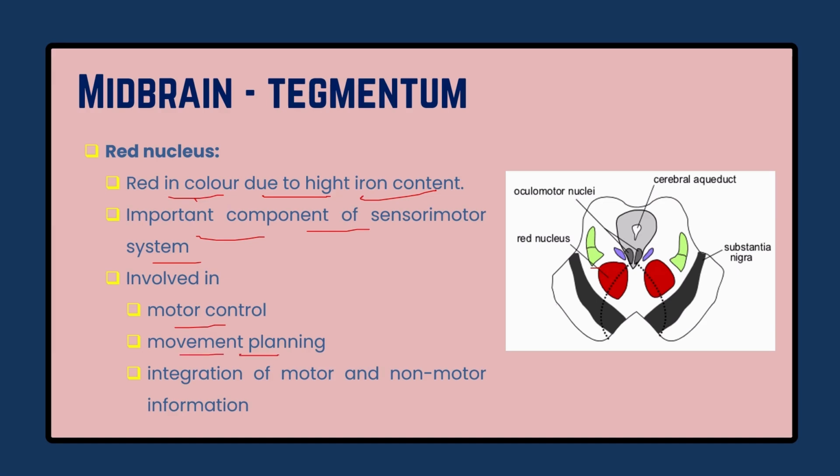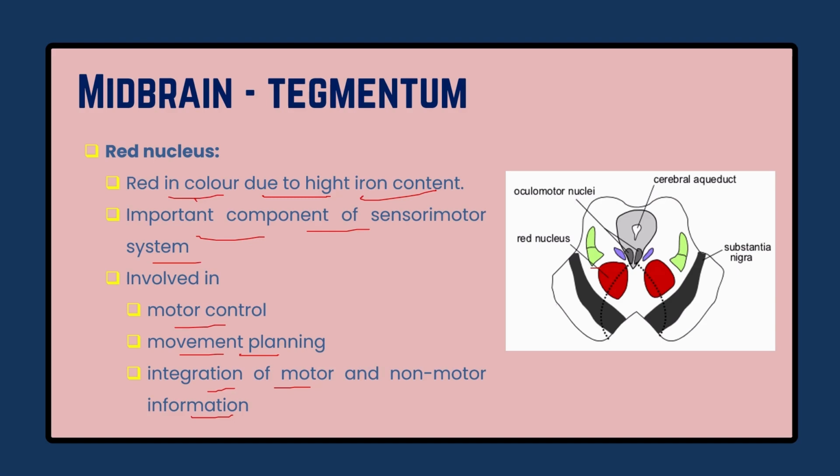Like if you're thirsty, you want to get up and get that glass of water. There is a lot of coordination and planning involved in this movement of where you stand up, you walk, you extend your hands and grab that glass and then bring it to your mouth and drink it, right? So that kind of movement planning is also helped by this red nucleus. It also helps in integration of motor and non-motor information. Okay, something that is related to movement and something that is related to non-movement kind of information. Okay, so that was red nucleus for you.